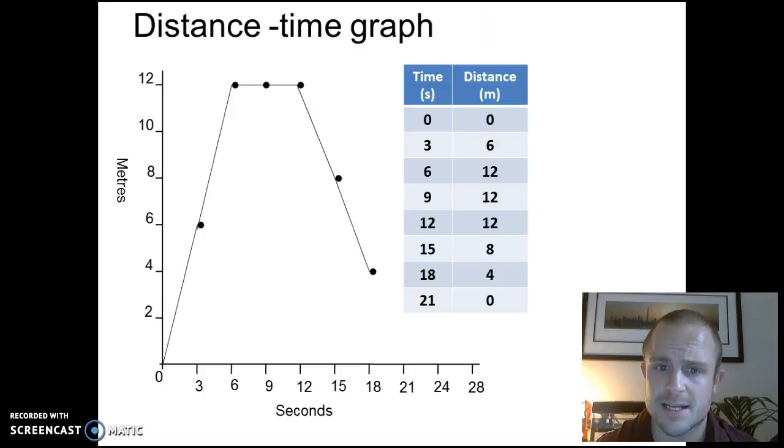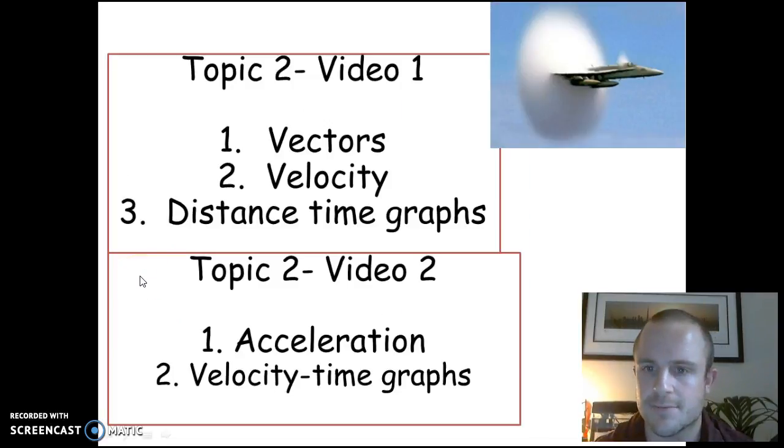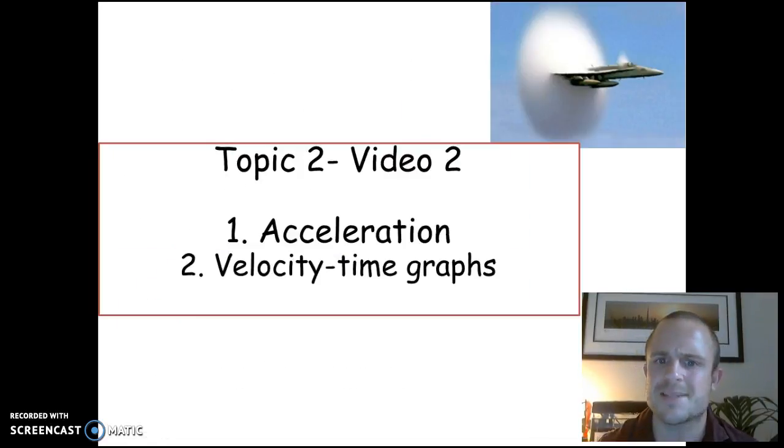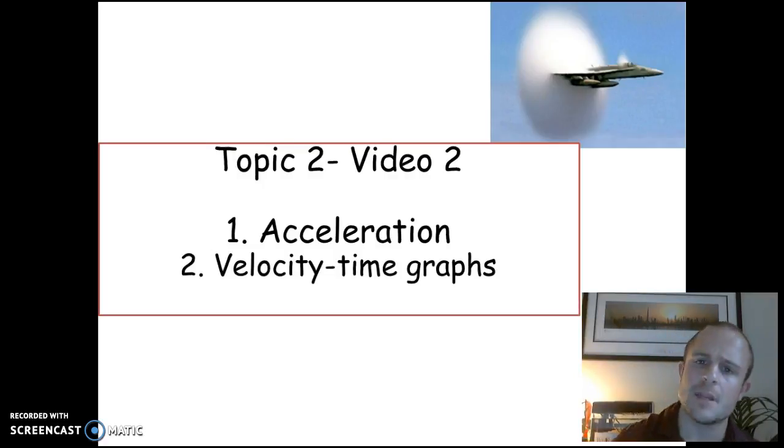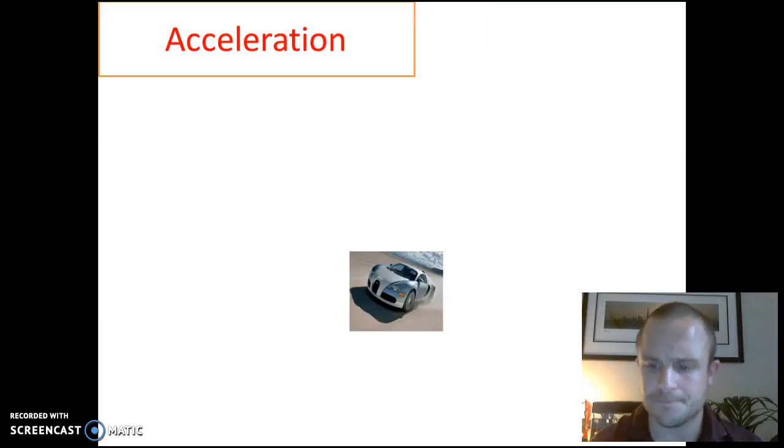So this was our distance time graph, and the key difference when you look at these graphs is that this has got meters on the side, but they both have seconds. We're going to go on to see velocity time graphs and how they're slightly different. First of all, we need to be able to calculate acceleration though. So, how do we do that?